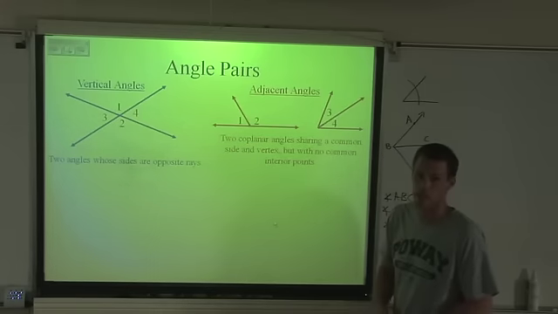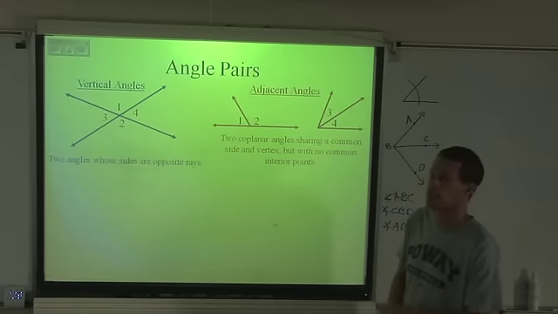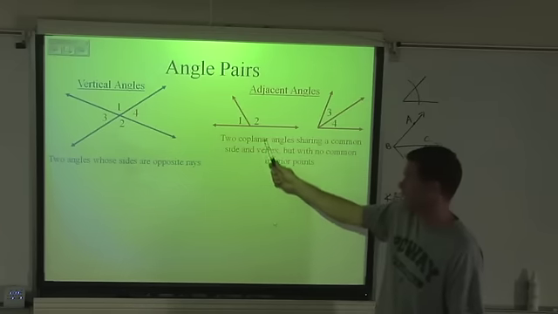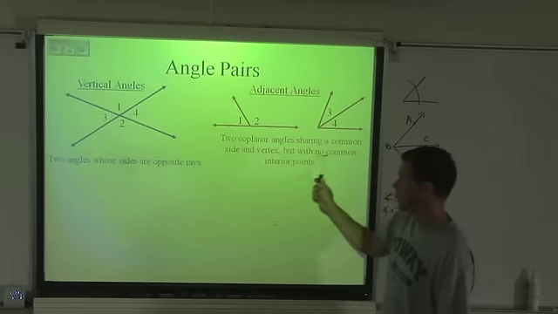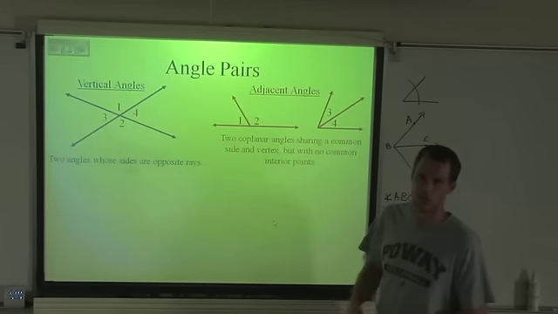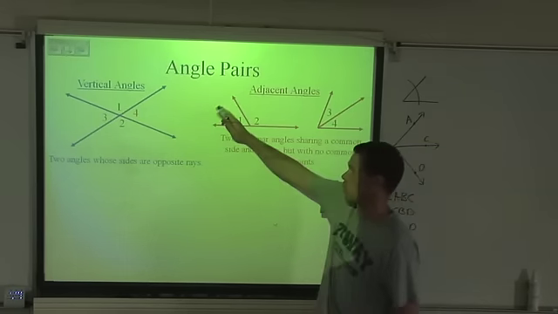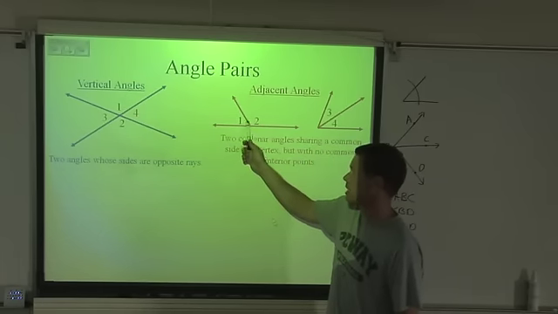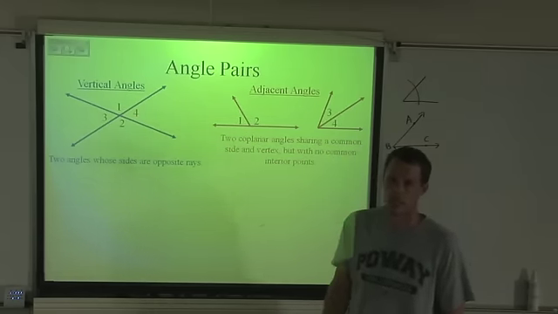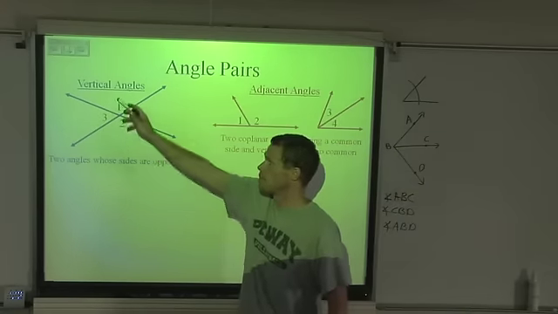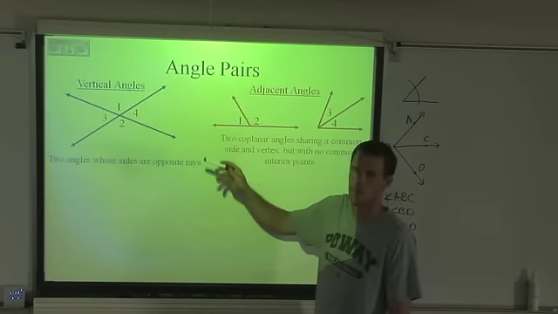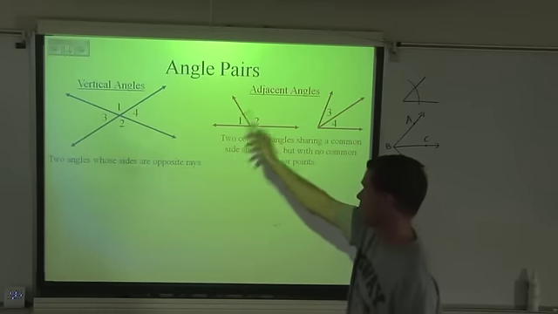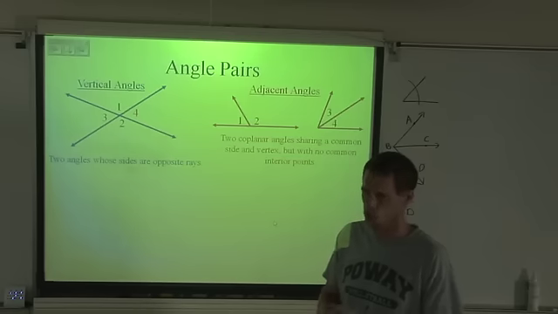Two coplanar angles, important that they're on the same plane, sharing a common side and a common vertex, but no common interior point, so nothing common in the middle. So everything in angle 1 is itself, everything in angle 2 is all itself, but they do share a common vertex and side. Across from, next to. Vertical is across, adjacent, next to. Can vertical angles ever be adjacent angles? No.